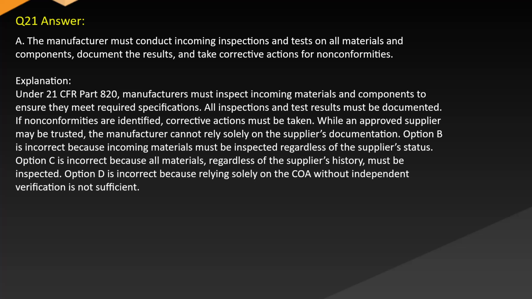If non-conformities are identified, corrective actions must be taken. While an approved supplier may be trusted, the manufacturer cannot rely solely on the supplier's documentation. Option B is incorrect because incoming materials must be inspected regardless of the supplier's status. Option C is incorrect because all materials, regardless of the supplier's history, must be inspected. Option D is incorrect because relying solely on the COA without independent verification is not sufficient.